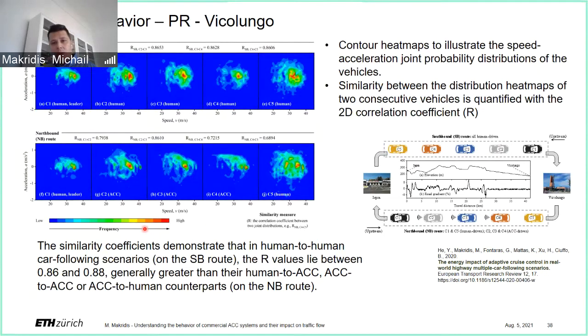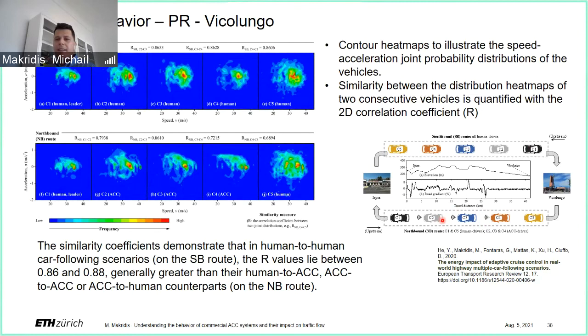It's about the human behavior. This is a public road experiment with five vehicles from Iskra to a place nearby, which is called Vikolungo. These five vehicles here that you see are human driven. So while driving from Iskra to Vikolungo, human drivers were driving. On the way back, the three vehicles in the middle are with adaptive cruise control.